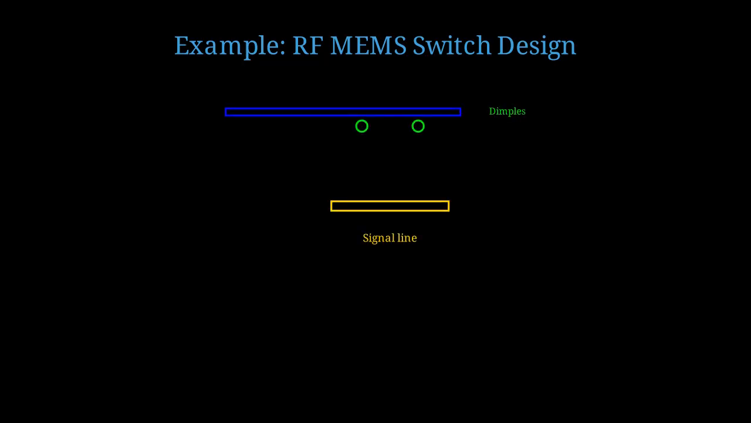Let's look at a concrete example, an RF-MEMS switch. This is a cantilever beam that moves down to make electrical contact with a transmission line. The beam must make good contact when down, but release reliably when the voltage is removed. The switch beam has dimples to reduce contact area.